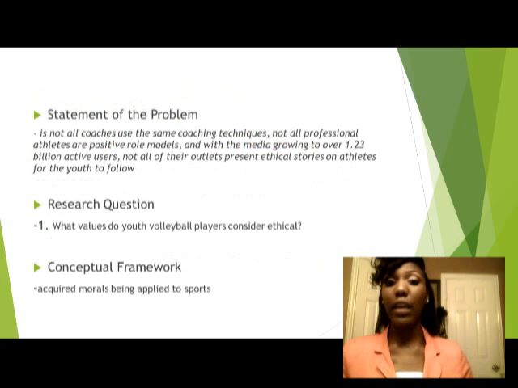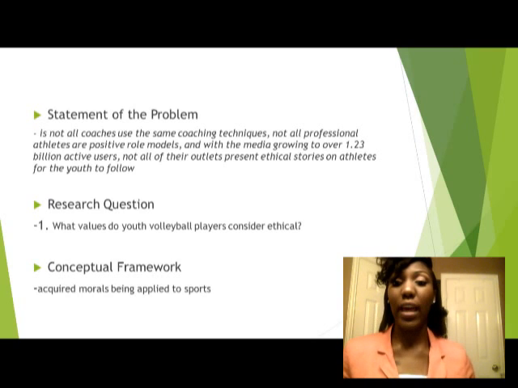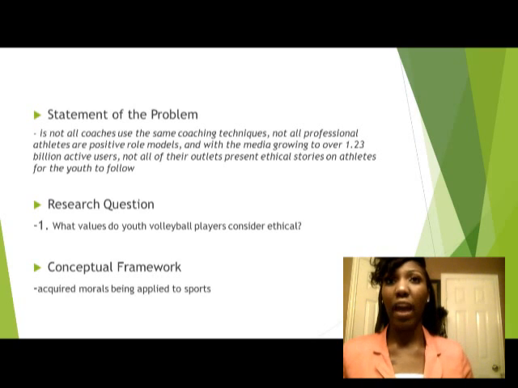Just to move right along, the statement of the problem is that not all coaches have the same coaching techniques. Not all professional athletes are positive role models, and with the media growing to over 1.23 billion active users on a daily basis, not all of their outlets present ethical stories that athletes have for youth to follow. So these are different types of influences that have different impacts on children and what they view as ethical.